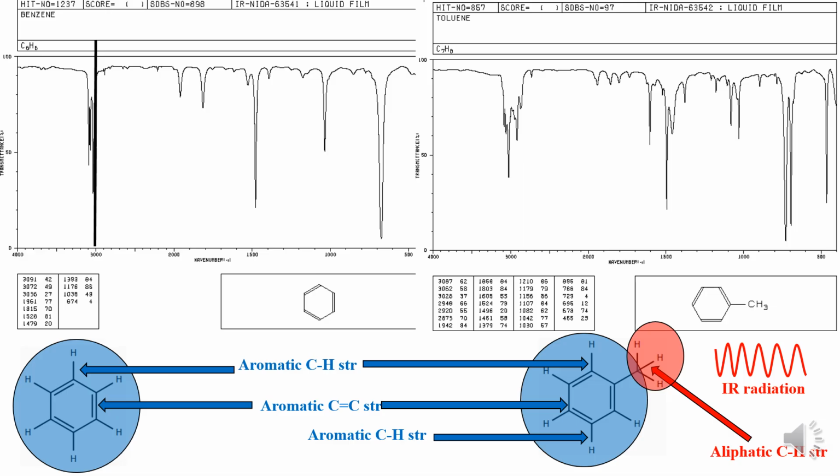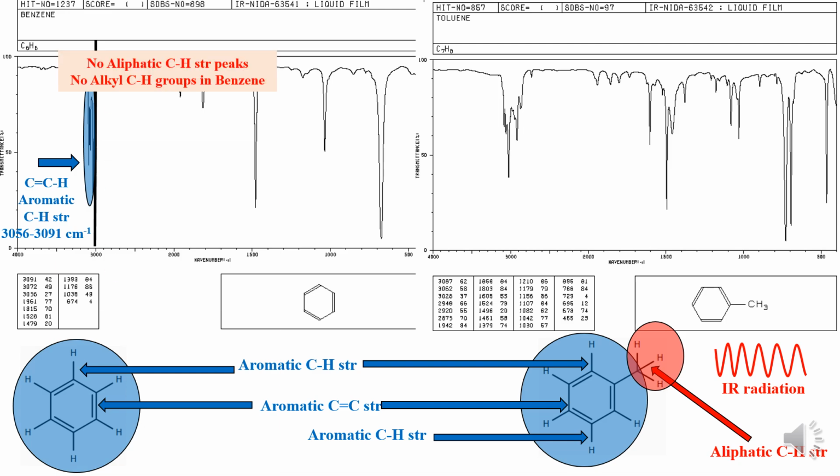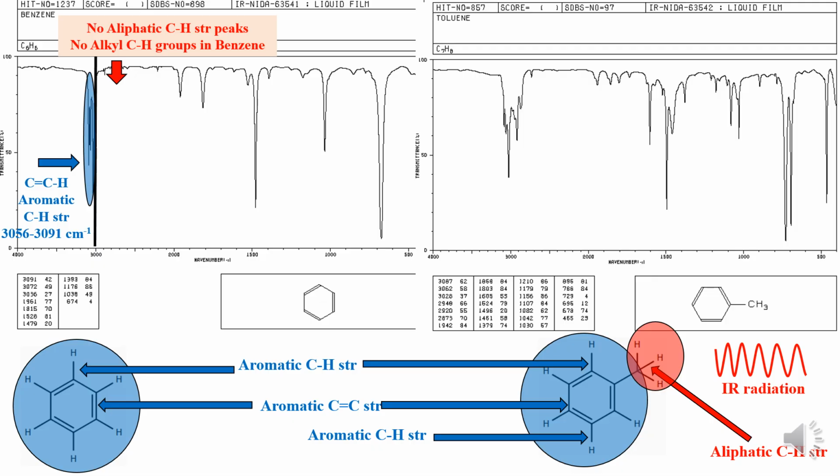So let me draw the reference line at around 3000 centimeter inverse. In the case of the benzene ring, you come across the aromatic CH bond, and hence peaks at wave number greater than 3000 are due to aromatic CH stretch. You see the absorption peaks somewhere between 3056 to 3091 centimeter inverse. And there are no aliphatic CH stretching peaks due to the absence of alkyl CH groups in benzene.